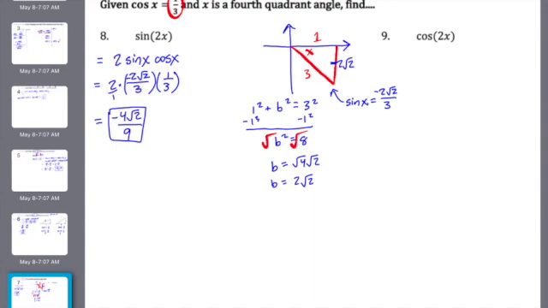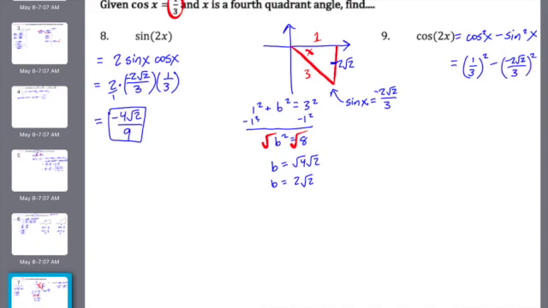All right, now number 9, when you use the double angle formula for cosine, there's 3 choices. To be honest with you, I always use the cosine squared x minus sine squared x version because then you don't have to find a common denominator. So I'm doing that, but if you use either of the other 2, you will get the same answer. So for cosine squared x, we can plug in 1/3 and then square it. For sine, we can plug in negative 2 root 2 over 3 and then square it.